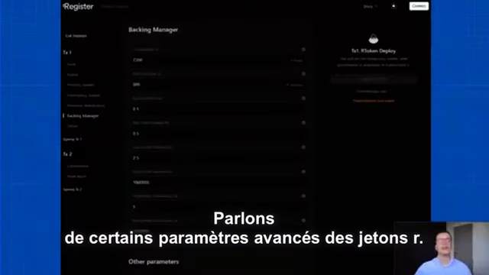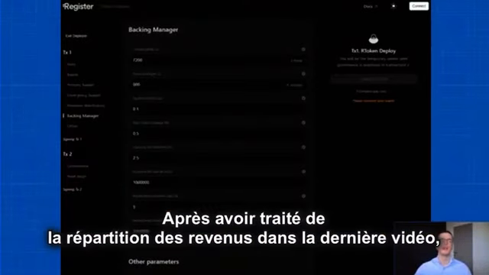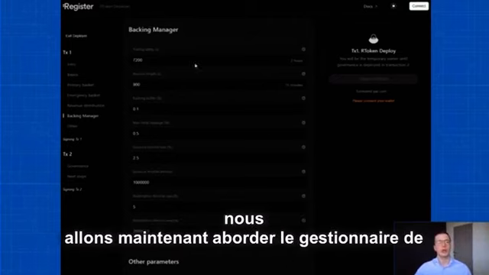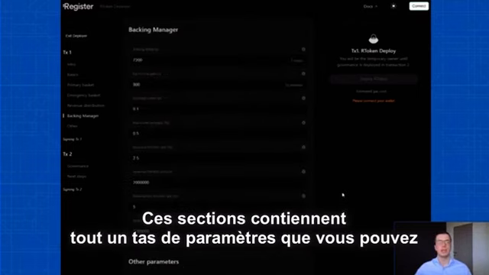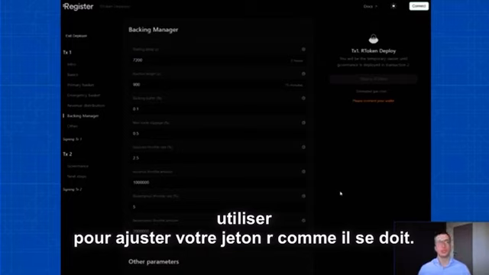Let's talk about some advanced RToken parameters. After having dealt with the revenue distribution in the last video, we're now going to come across the backing manager and the other parameters sections. These sections are a whole bunch of parameters that you can use to tweak your RToken just right.